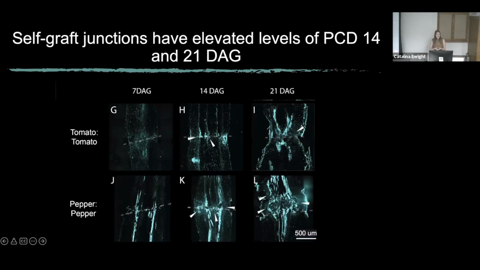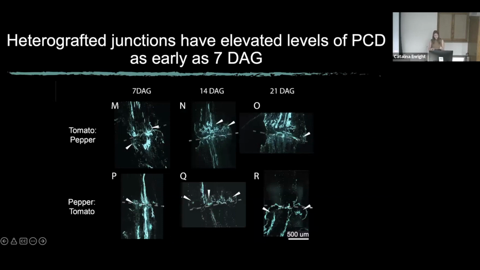In the self-grafted plants, at 7 days, we see a low, normal-ish amount of programmed cell death at the graft junction. But by 14 and 21 days after grafting, programmed cell death is starting to be elevated in the tissue surrounding the graft. So not just in the periphery, but also near the vascular tissue. And I'm going to show you a zoom up in a minute. And in heterografted plants, we see the same thing. We see an elevated level of programmed cell death in the graft junction as early as 7 days.